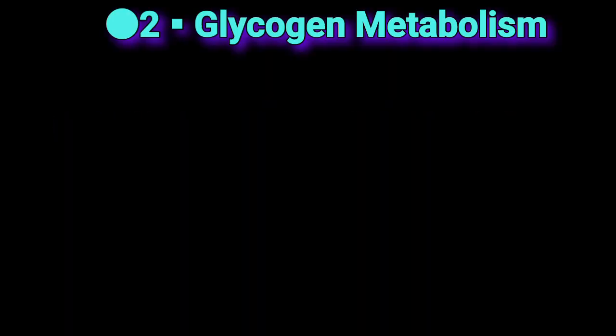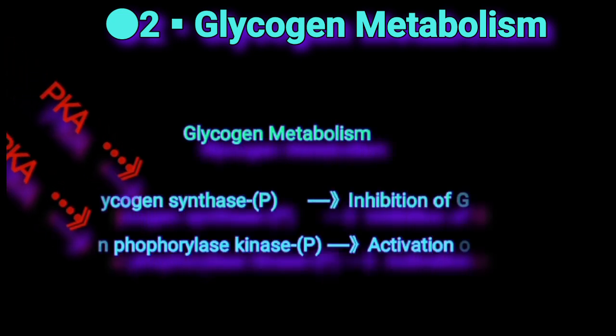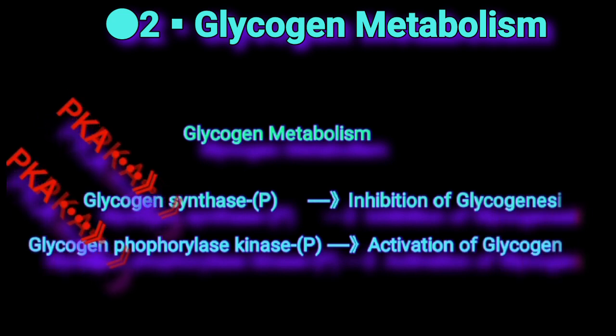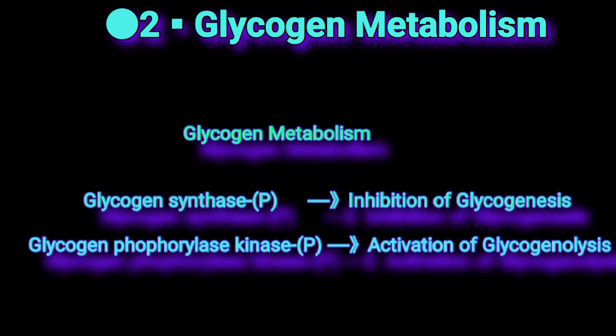In glycogen metabolism, PKA can phosphorylate glycogen synthase, and in doing so, it will inhibit the enzyme and glycogen synthesis or glycogenesis will be inhibited. On the other hand, PKA will phosphorylate the glycogen phosphorylase kinase, which in turn will be activated and can phosphorylate glycogen phosphorylase and activate the latter enzyme for the hydrolysis of glycogen.